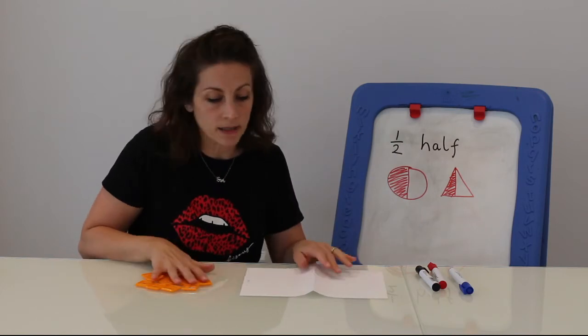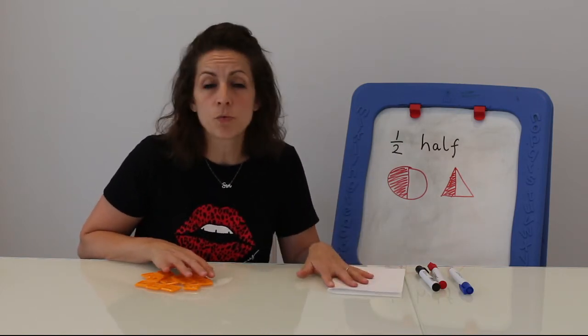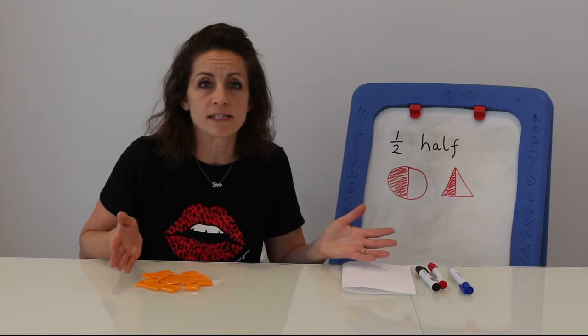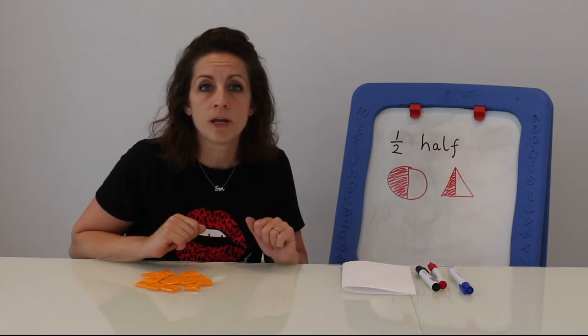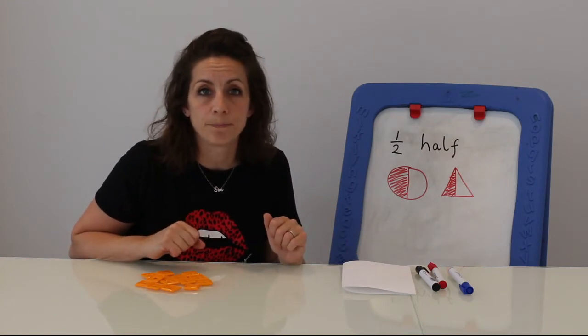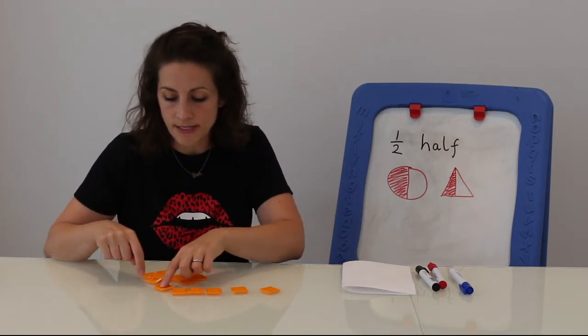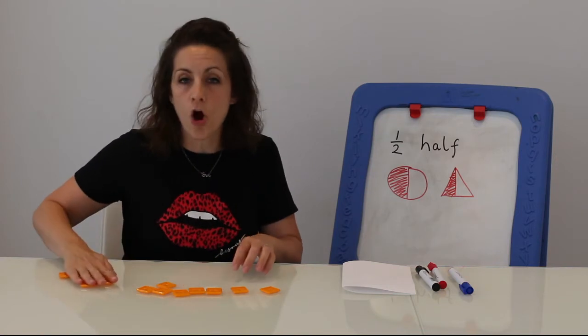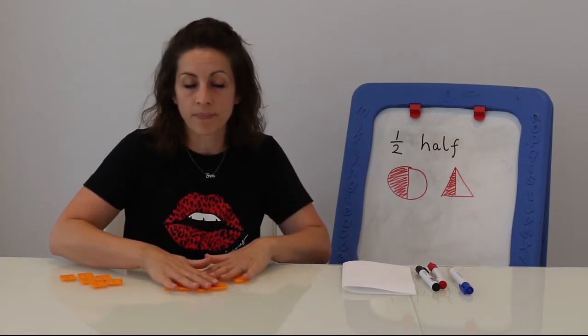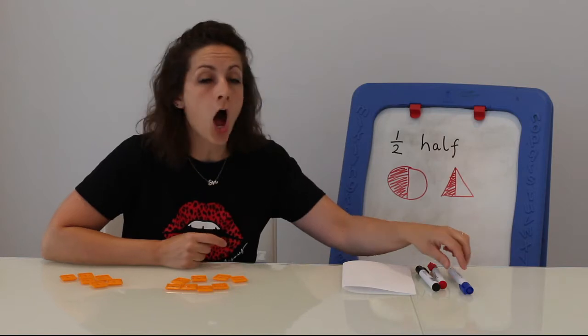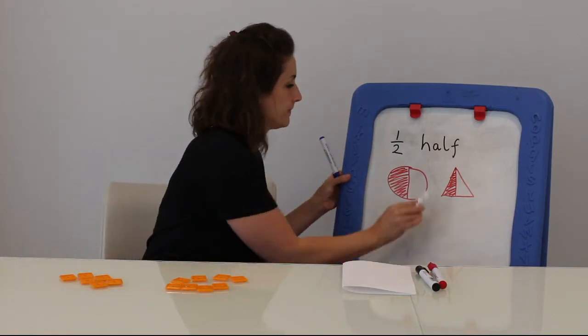As you can see, I've got my little counters on the table. If you want to go and get some counters or some pieces of pasta, anything you've got at home, pause the video here and go and get them. I'm starting off with 1, 2, 3, 4, 5, 6, 7, 8 orange squares here. And I want to find out what is half of 8.